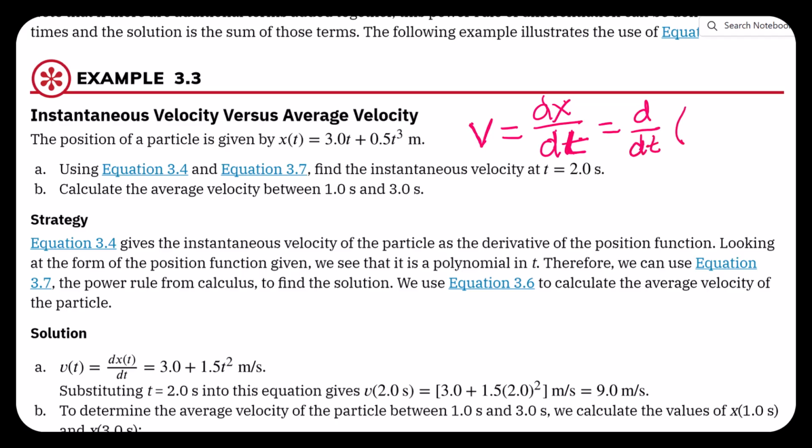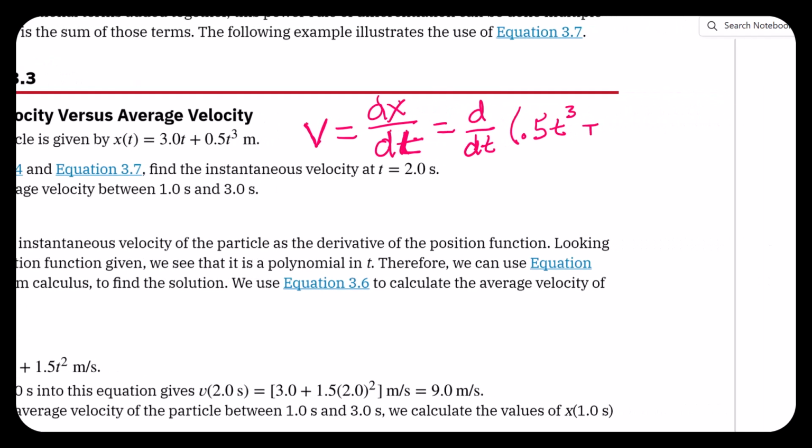So d/dt of, I don't like how they put it in a weird order. I like my stuff to go in reverse order. So plus 3t. And because I am super awesome at taking derivatives, that's my equation for velocity. So velocity with respect to time is given by this equation.